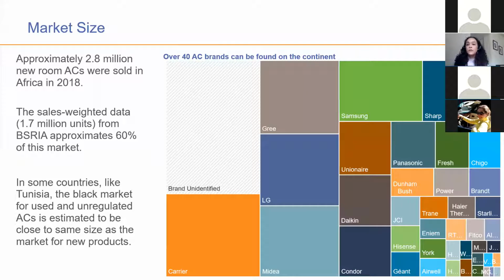However, some anecdotal information is available. For instance, we spoke with policymakers in Tunisia, and one of them estimated the used market is close to the same size as the new market, which means that what we're presenting to you and the impacts that we will be presenting to you are actually probably larger than what we were able to model due to the lack of information on the used market. If you look at the figure on the right, this can give you just a brief overview of the brands that are available in Africa. Through this study, we found over 40 air conditioner brands that were selling in these 10 markets.